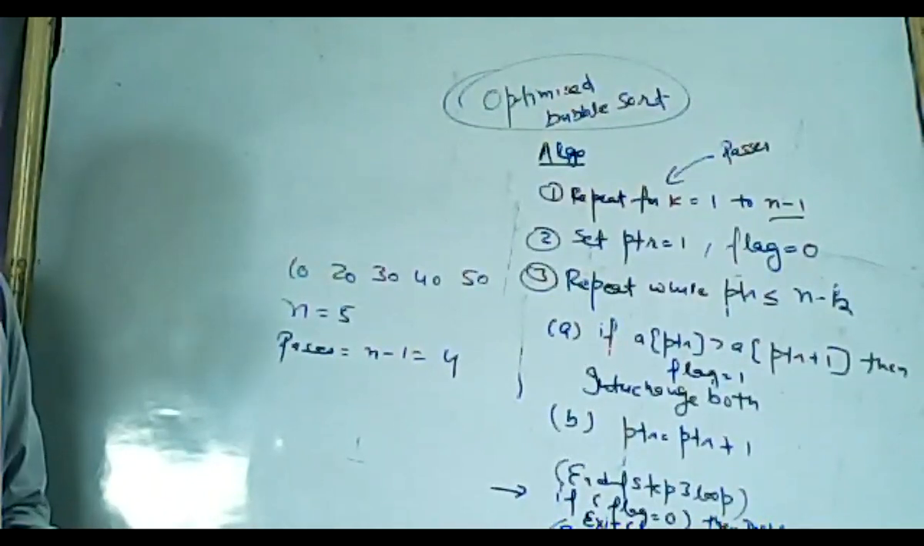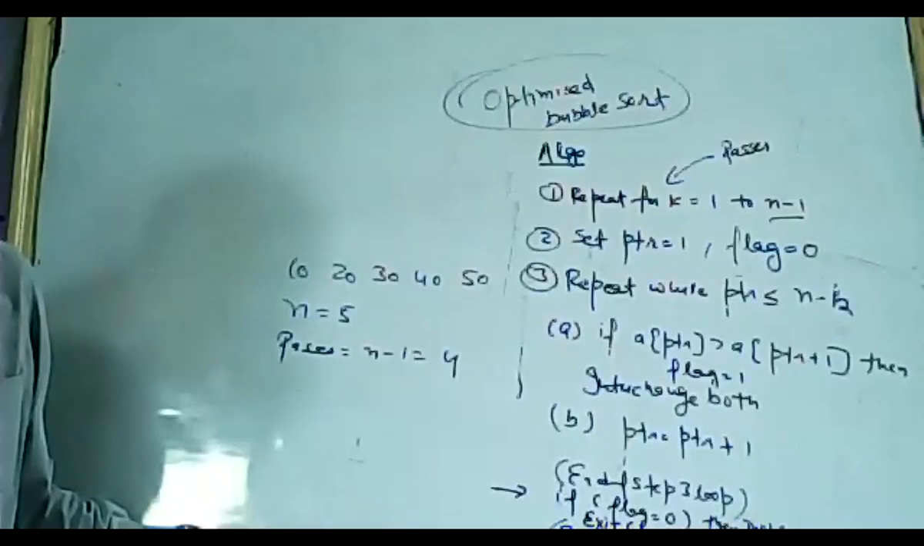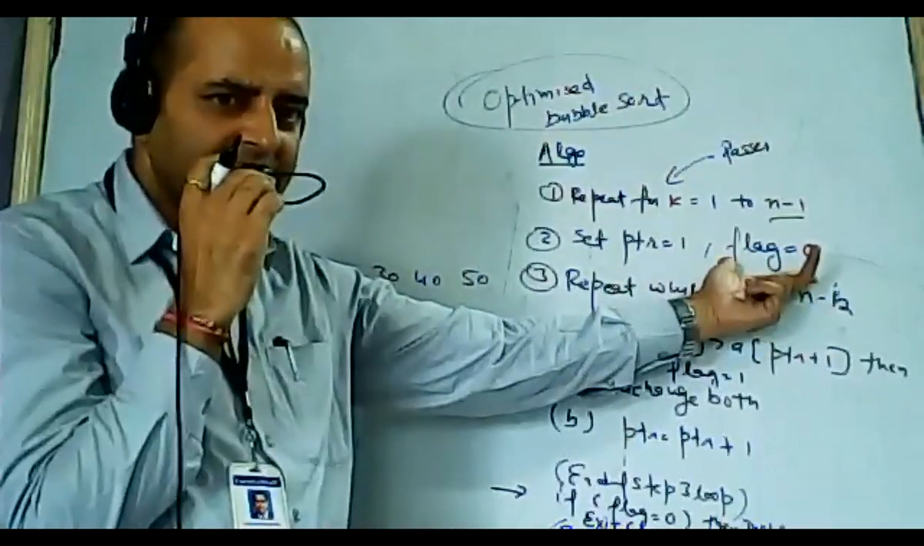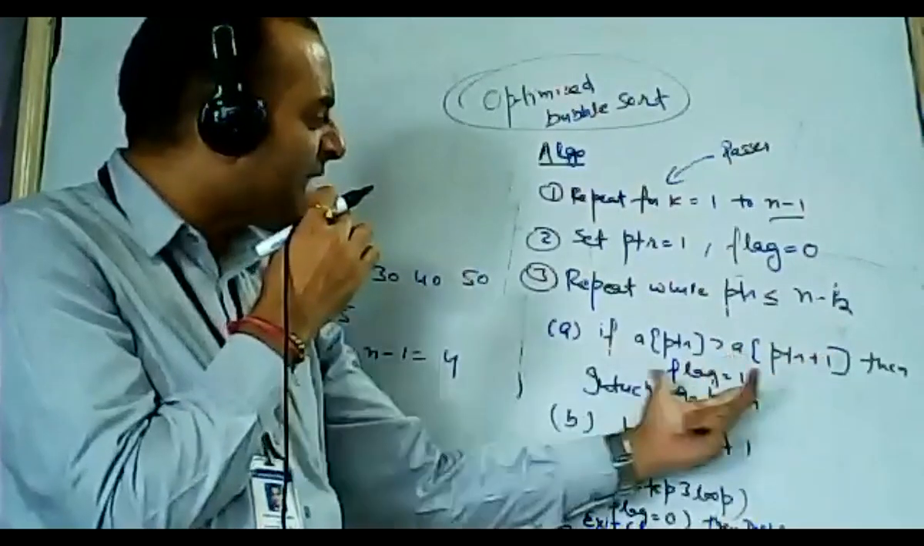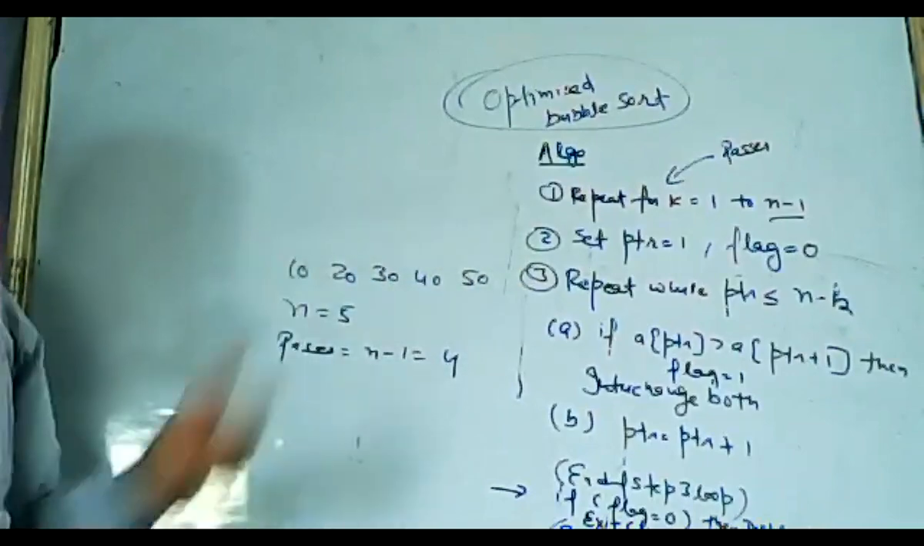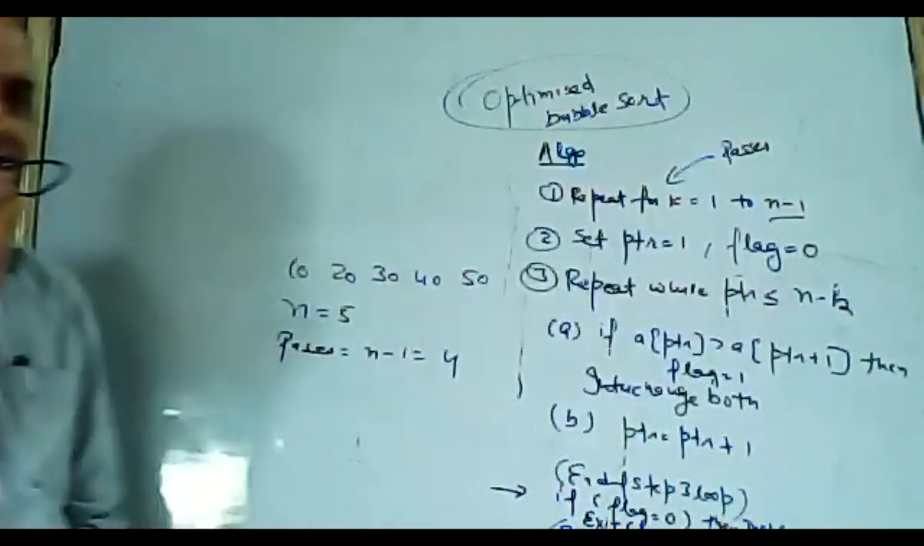Yes sir, this algo is clear? Should I repeat it? See, flag is initially 0. Yes, sir. If element is greater than the next element flag will be 1, पर ये कंडीशन कभी होगा ही नहीं ना, एलिमेंट कभी अगले एलिमेंट से बड़ा है ही नहीं. इसका मतलब है फ्लैग 1 कभी नहीं होगा. फ्लैग की वैल्यू क्या रह जाएगी? 0 रह जाएगा.